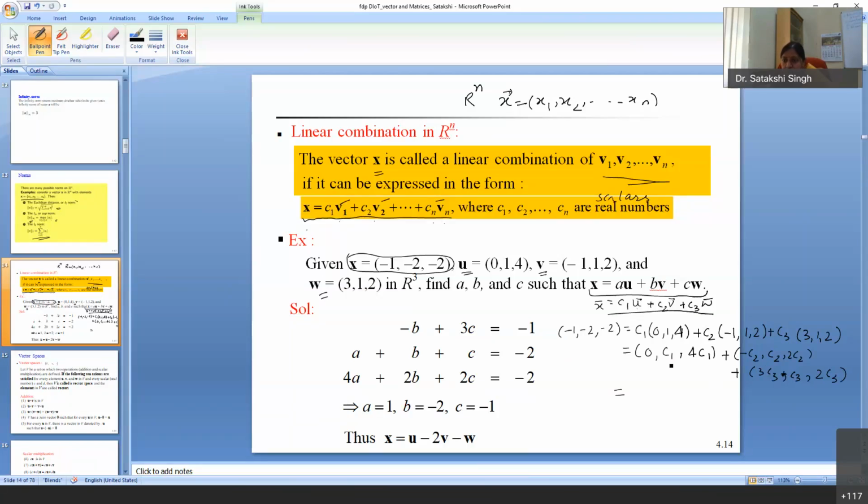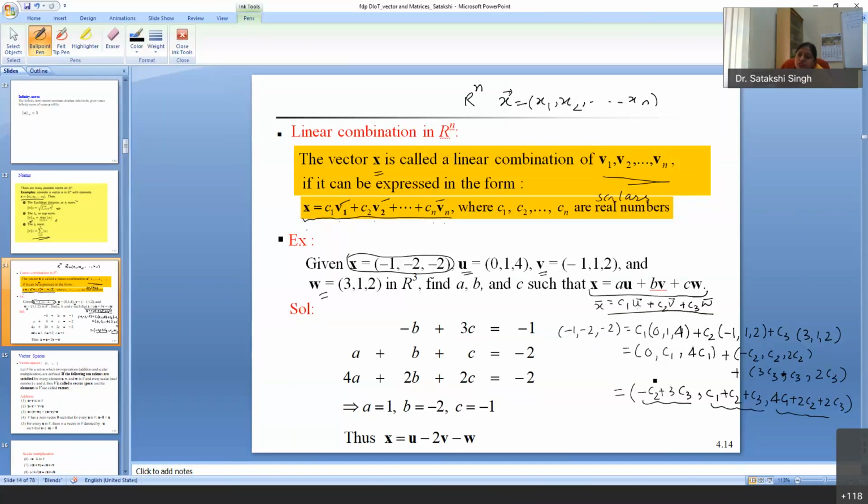And if you use vector addition, you can add the corresponding components of all three vectors. The first component will be 0 minus c2 plus 3c3, so this is minus c2 plus 3c3. Then the second components will be added: c1 plus c2 plus c3. And then we add the third components: 4c1 plus 2c2 plus 2c3. So here in this right hand side vector you have three components, and also three components in the left hand side vector.